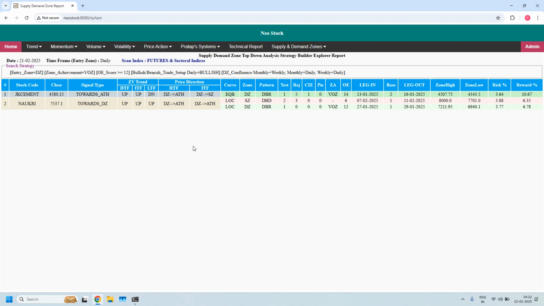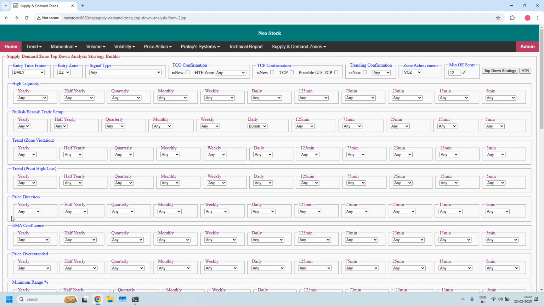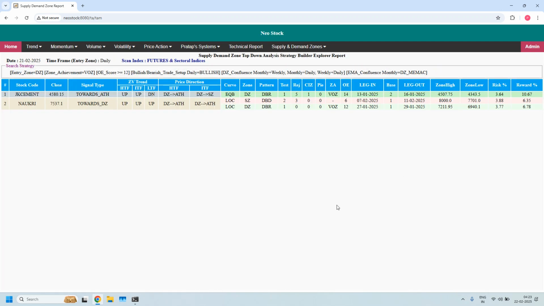If the monthly demand zone has monthly EMA confluence, then these daily demand zones might have a higher success rate. Let's verify. In the EMA confluence monthly time frame, I am setting the filter: monthly demand zone having monthly EMA confluence or not. Anyway, trend is up for both the stocks. So both are filtered. That means these two stocks have an even higher success rate, a higher possibility to get the success.